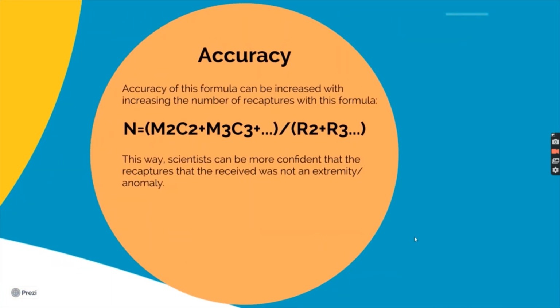So if you remember, our first formula only takes into account one capture and one recapture, and sometimes the first or second recapture may be an anomaly or extremity. So in order to make sure that we have higher confidence, we can take into account multiple captures and recaptures, and we can see that denoted by our formula below, N equals M2C2 over R2, R3, etc. And so M2 and C2 obviously mean more first and second catches. And so therefore, by taking more and more captures, scientists can be more confident that the recaptures that they received were not just an extremity or anomaly.